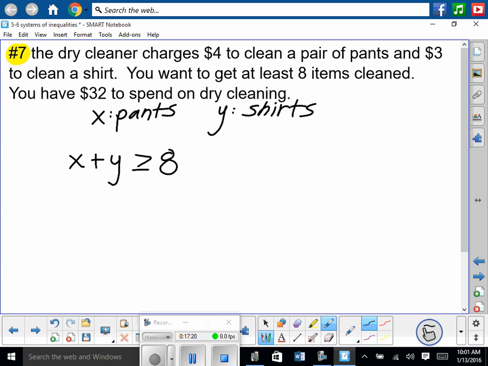Then I said, okay, we also know the dry cleaner charges $4 to clean a pair of pants.